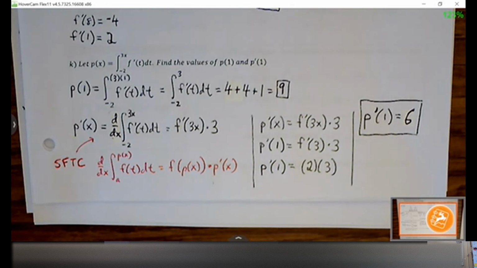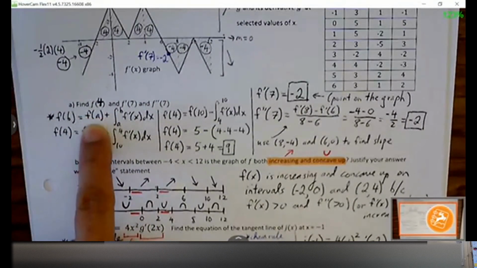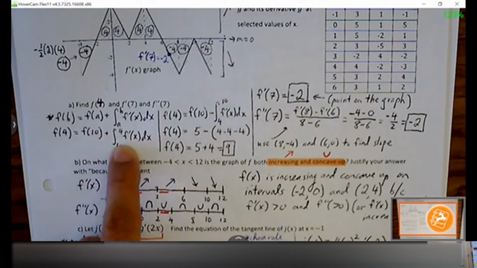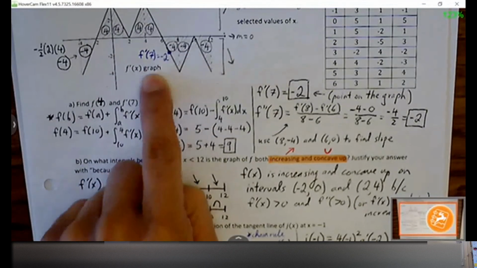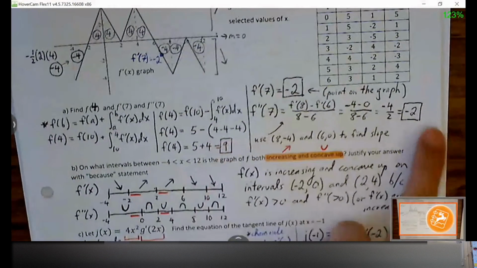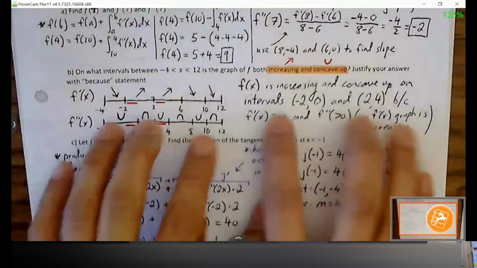I have a question, because I wasn't here. It's about number 12. Can you just quickly go over A and B? Mm-hmm. So f of 4 is just going to be my initial plus displacement. So that's the same thing that I did before. F prime of 7 is just the ordered pair, because that's f prime. And f double prime of 7 is just the slope, so that's just going to be -2. Got it.